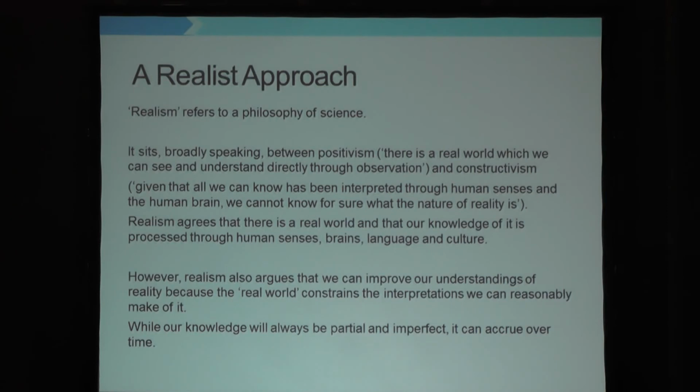So we've had implementation science, and now we're moving to philosophy of science and social science. And it sits, broadly speaking, in a way that it argues that we can improve our understanding of reality because the real world constrains the interpretation we can reasonably make of it, while our knowledge will always be partial and imperfect. For those of you who've worked in this area of pharmacoepi for a long time will know that we're always striving to get better and better understanding, better methods to answer those questions.